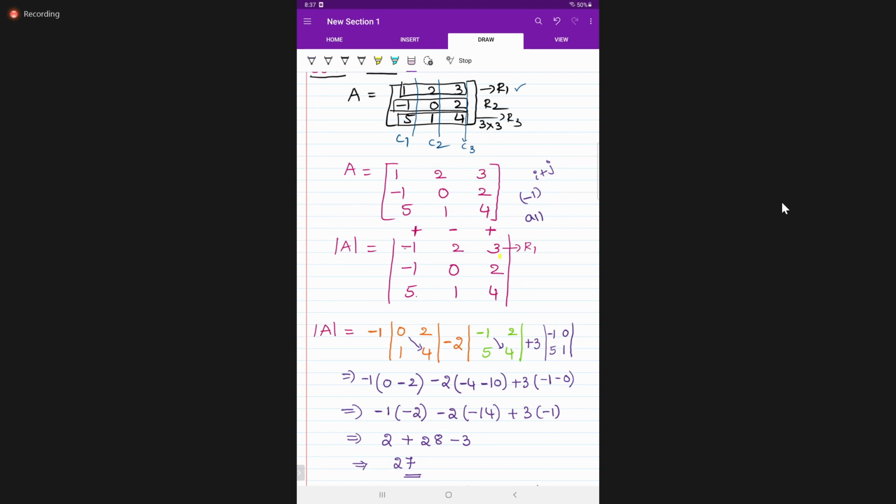Ma'am, can you do once with the second column? Yeah, second column or second row. First we'll do the second row. After that we'll do the next, after that the second column. Okay, completed, students. Yes, ma'am.